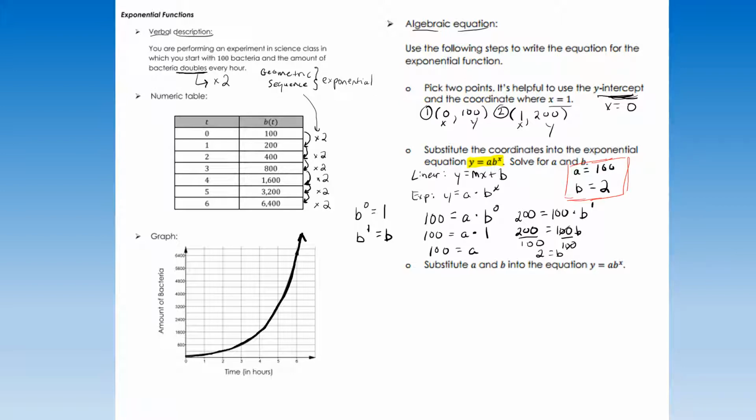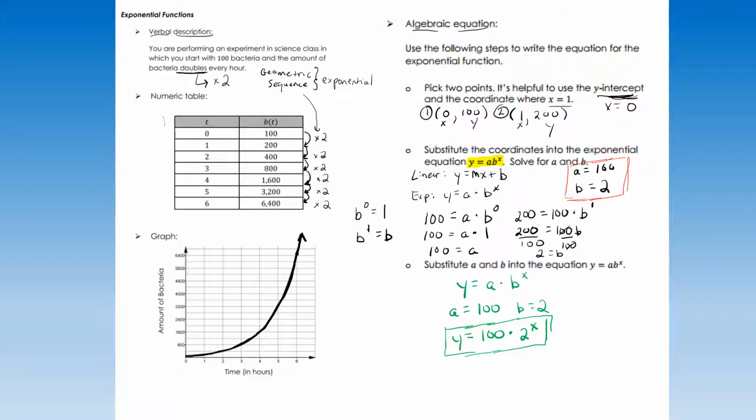So now we want to substitute a and b into the equation. So I'm going to go back to my formula here. Y equals a times b to the power of x. And I'm going to replace a with 100 and b with 2. And so my overall equation will be y equals 100 times 2 to the x power. Okay? And you can test this equation to make sure that it fits with the table that we have over here.